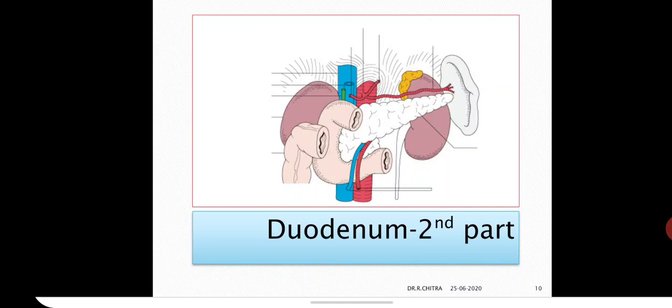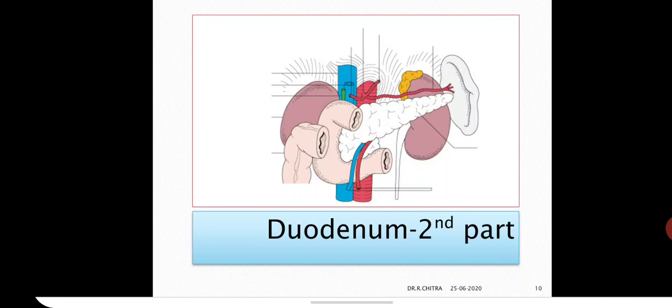So in this you can compare all the relations of the second part of the duodenum. In front, transverse colon. Behind, you are seeing the hilum of the right kidney. So the right renal vessels enter the hilum, and also the pelvis of the right ureter, and the right edge of the inferior vena cava, which is not shown in this, and the right psoas major is not shown. Medially you can see the head of the pancreas, laterally the right colic flexure. So in this one diagram you can understand all the relations of the second part of the duodenum.